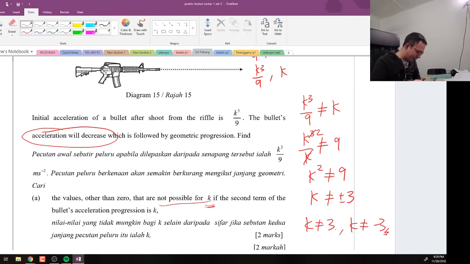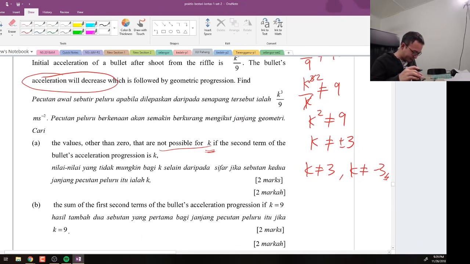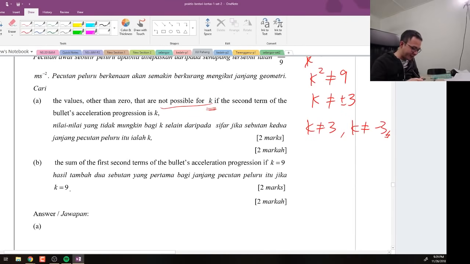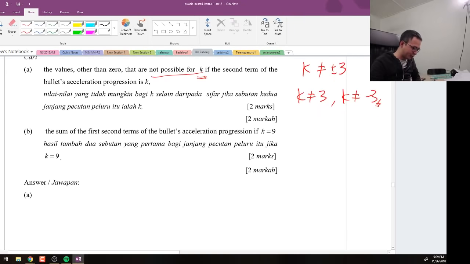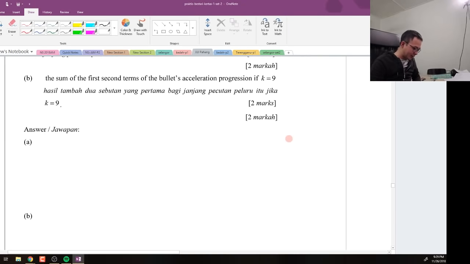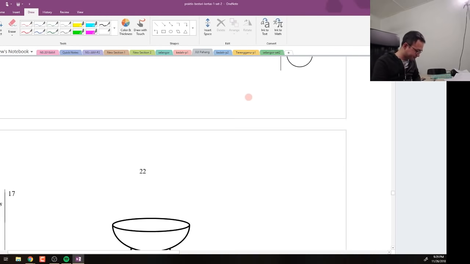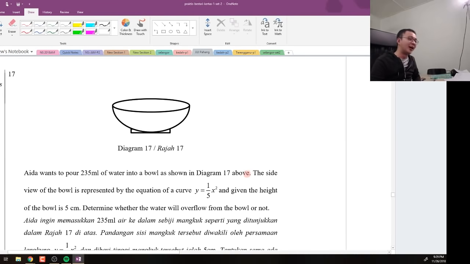So let me move on to B. Okay, the sum of the first two terms of the bullet acceleration if k is 9. Alright, this is very easy, so I'm not going to do part B. This one, just do S2 here.